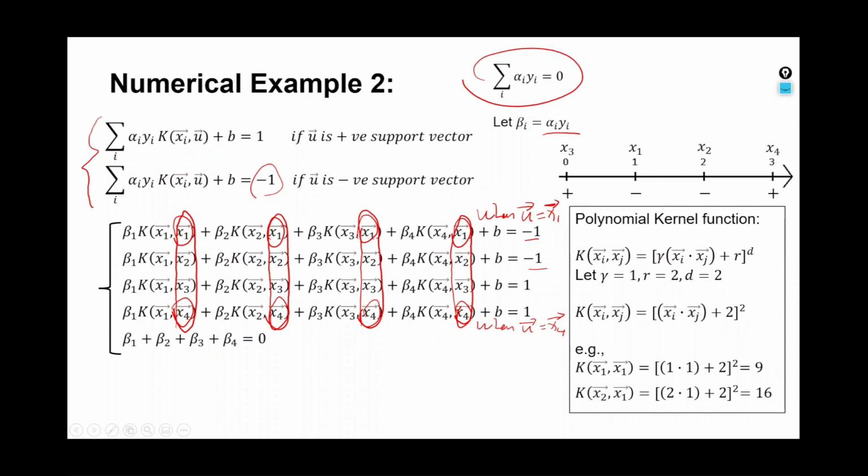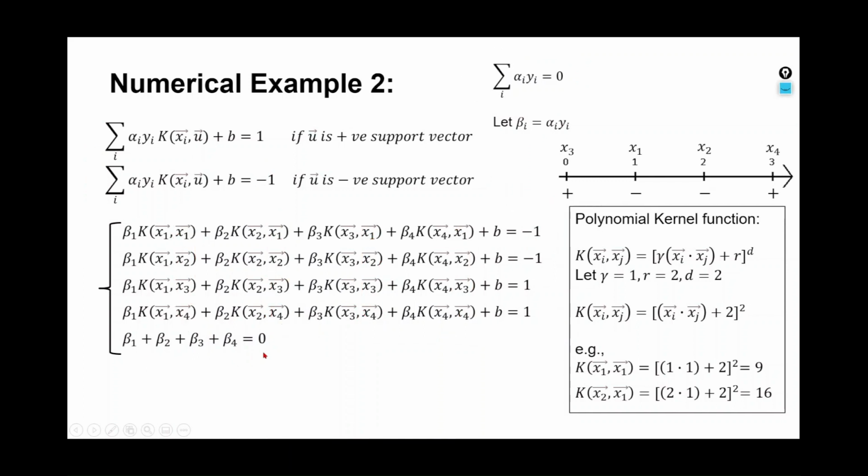Also, the very important condition is the sum of alpha i yi is equal to 0. So you just get beta 1 plus beta 2 plus beta 3 plus beta 4 is equal to 0. All right, then over here you can see 5 equations, 5 unknowns, right? Beta 1 all the way to beta 4 and also this b bar. These are 5 unknowns and 5 equations.